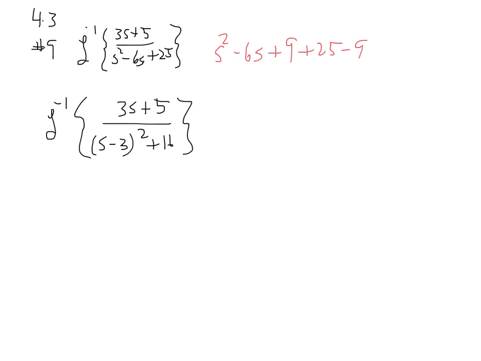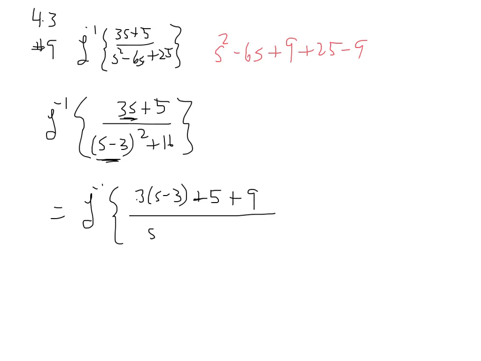Alright, now the deal is you got to make your things match. Since we have an s minus 3 here, we've got to have an s minus 3 up there. So I'm going to write this as the inverse Laplace transform of 3 times s minus 3 plus 5. Now be careful here. I put a minus 3 inside my parentheses. 3 times minus 3 is minus 9. So I really did a minus 9, so I have to do a plus 9. Over s minus 3 squared plus 16.